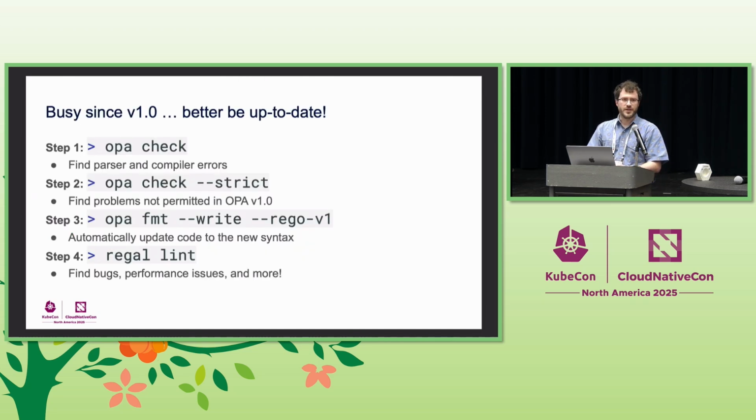If you haven't upgraded to the 1.0 version of the language, it is relatively easy to do, but we have a lot of tools that make that upgrade process easier. In some cases, many of the upgrades can be made automatically with OPA format. If you've never tried the Regal linter before, I strongly recommend it. It's also part of the open source project community and will help you write better Rego code.